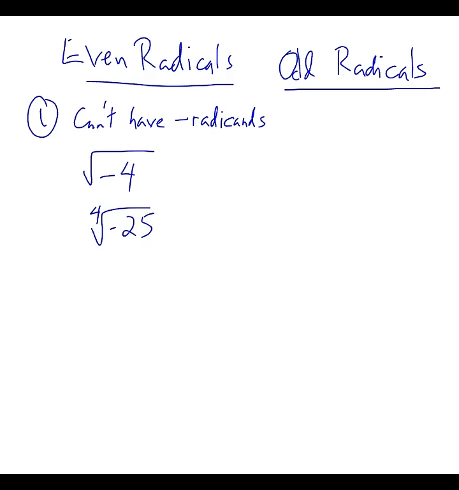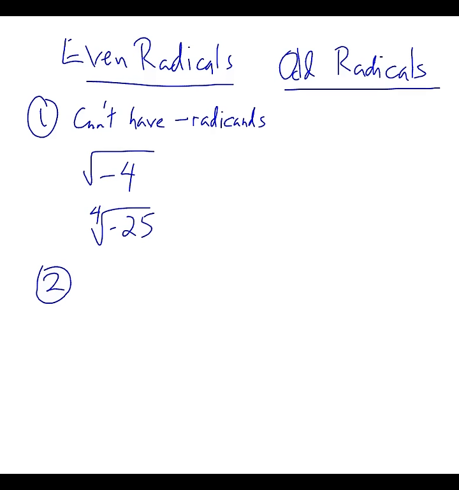The second thing you have to be careful of when you're working with even radicals is this. Even radicals can technically produce 2 answers, a positive number and a negative number. Like, for example, if I said to you, hey, if you square root 25, what number times itself could be 25? It could be positive 5 or negative 5, right?